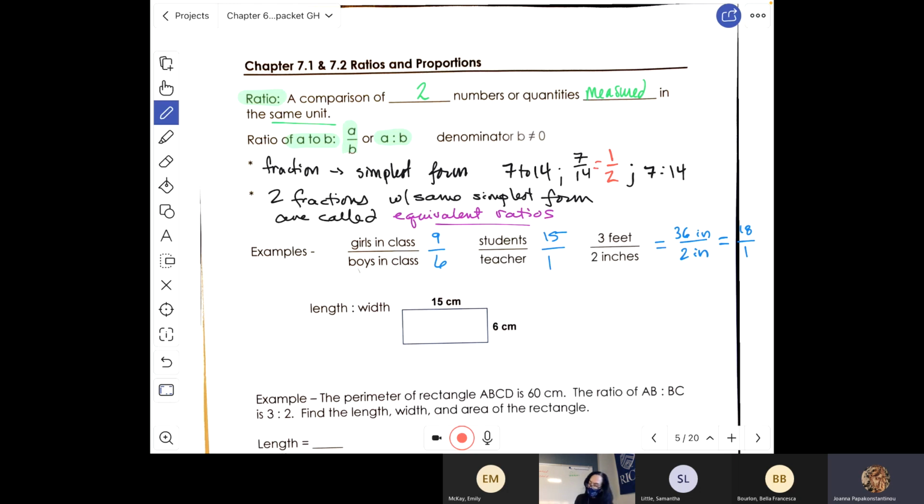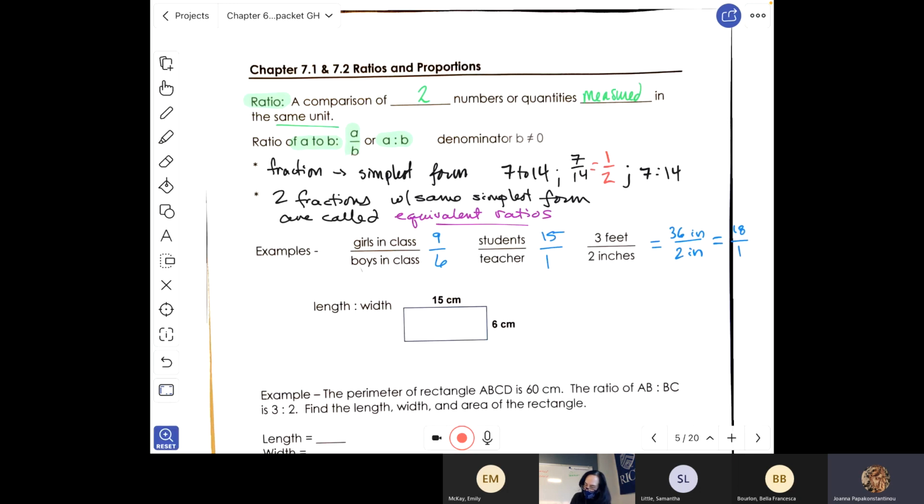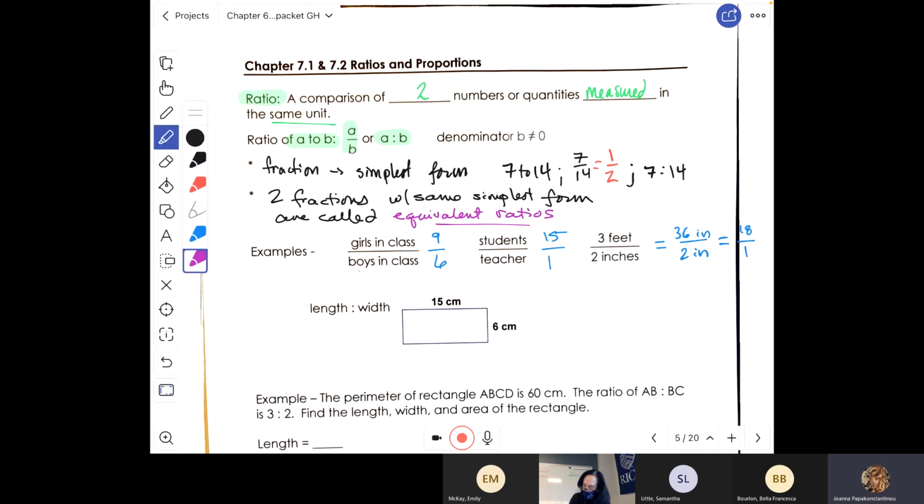All right, so let's go ahead and look at a geometric example. If I look at this, I see the width, and I see the length.